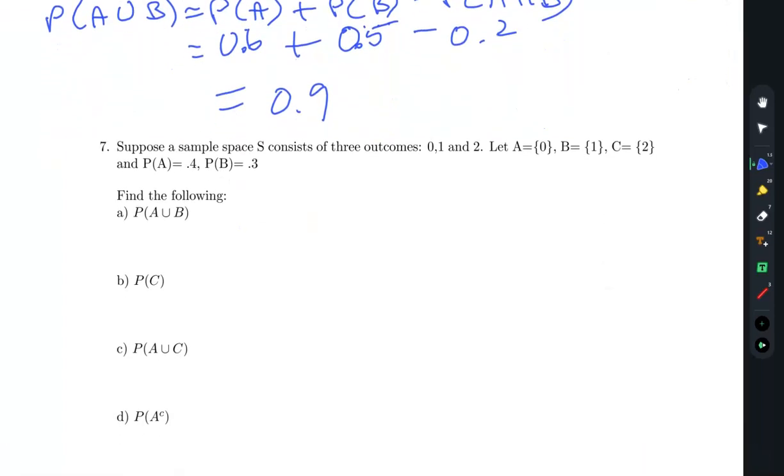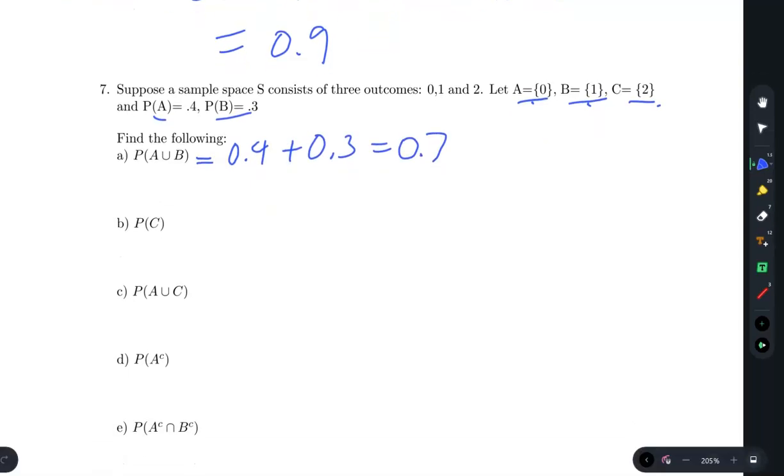Looking here, they tell us there's only 3 things happening, A, B, or C. And they give me the probability of A or B. By looking at the 3 outcomes, you can see that there's nothing in common. So probability of A or the probability of B is just going to be adding these 2 together to get that. So the probability of C is going to be 1 minus everything else. So that's going to give me 0.3.